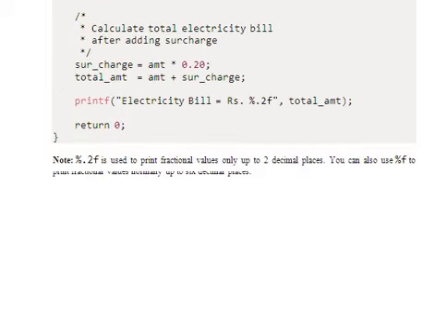Look at the comments part. You are calculating a total amount after adding some surcharge. %.2f is used to print fractional values up to 2 decimal places. The default number of decimal places in %f is 6.